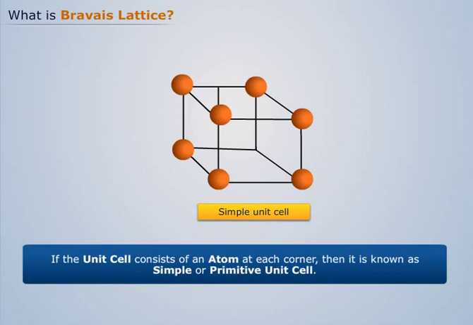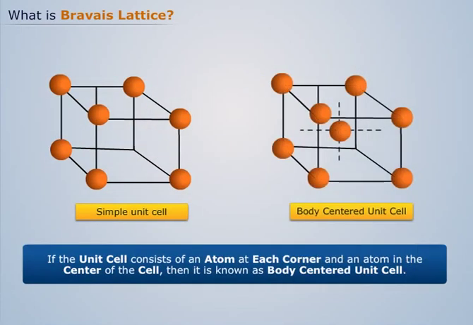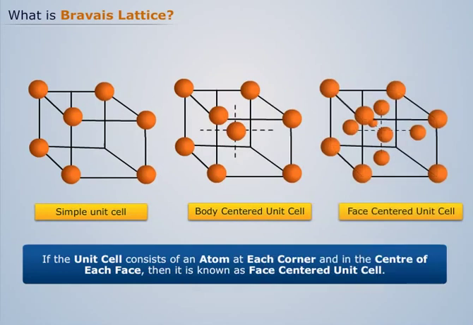If the unit cell consists of an atom at each corner, then it is known as simple or primitive unit cell. If the unit cell consists of an atom at each corner and an atom in the center of the cell, then it is known as body-centered unit cell. If the unit cell consists of an atom at each corner and in the center of each face, then it is known as face-centered unit cell.